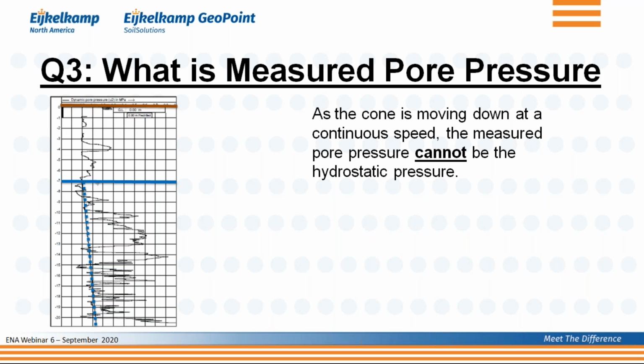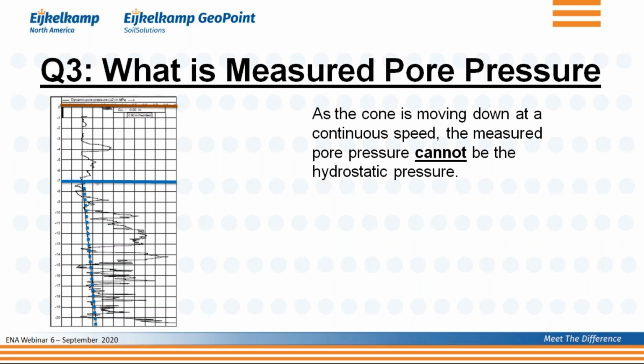It cannot be the hydrostatic pressure because, as I said earlier, the hydrostatic pressure is when the situation is static, when it's not moving. But that cone is moving through the soil, and therefore the measured pore pressure simply cannot be the hydrostatic pressure. And you see that again in the same figure on the left-hand side that I showed you earlier.